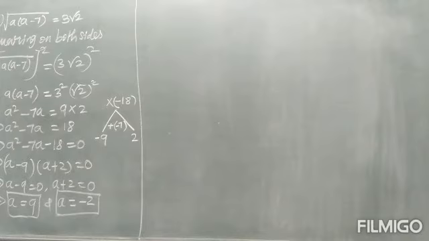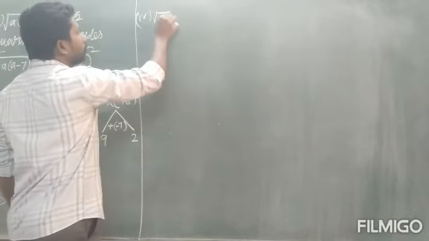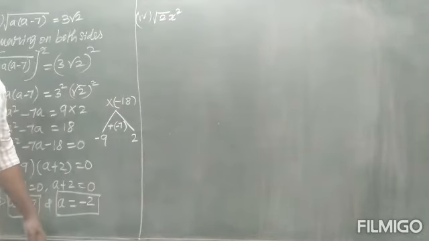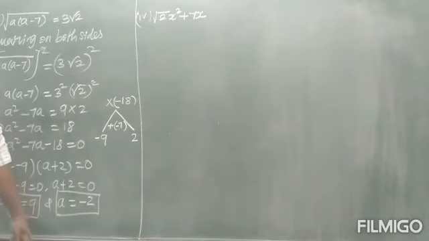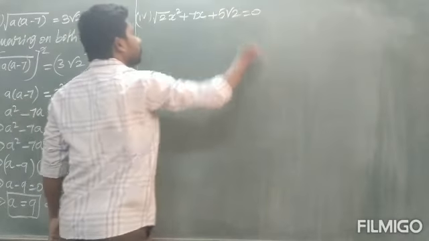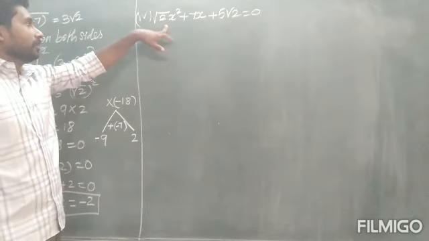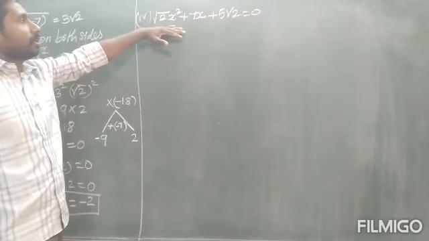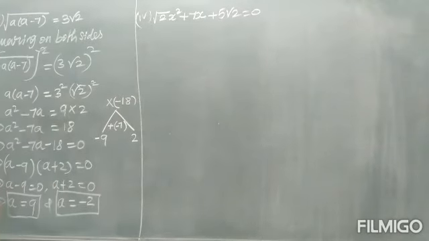So both are the answers of the given quadratic equation. Next, square root of 2 into x square plus 7x plus 5 root 2 is equal to 0. Is it in the form of a quadratic equation? Yes, in the standard form, we already have the x square term, the x term and the constant term. So now we have to factorize it.